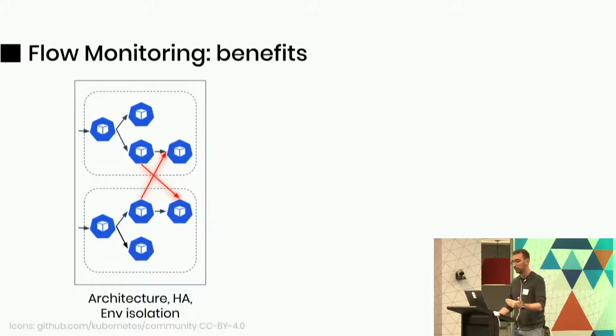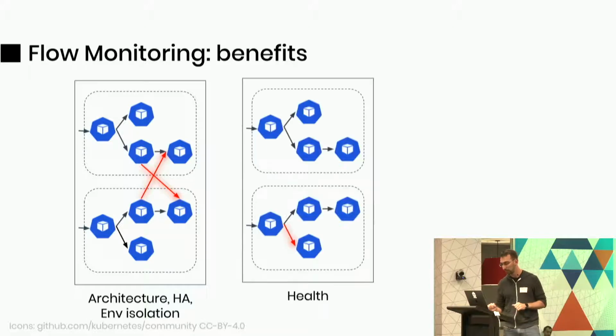How do you audit it? How do you audit your high availability? If you have a system that should run on different availability zones, how do you make sure there's no dependency that you didn't know about that would hurt your high availability architecture? How do you know that your environments are isolated, that there's no dependency between production and staging environments, and so on?